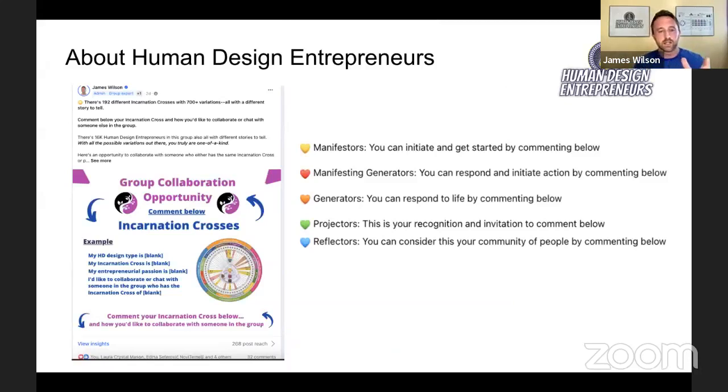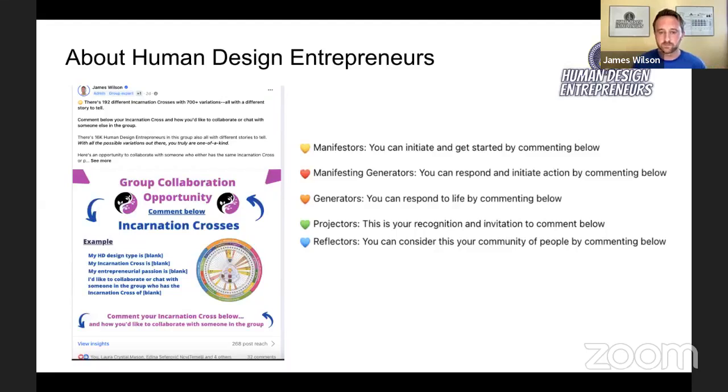I also wanted to bring your attention to this particular post in the group because of another ethos of the Human Design Entrepreneurs community, for it to be a place for people to collaborate and to meet each other who are also doing similar things, who are like-minded, like-hearted. So this is from a day or two ago. And if you go onto this post, you can comment your incarnation cross and find people who might want to collaborate with you.